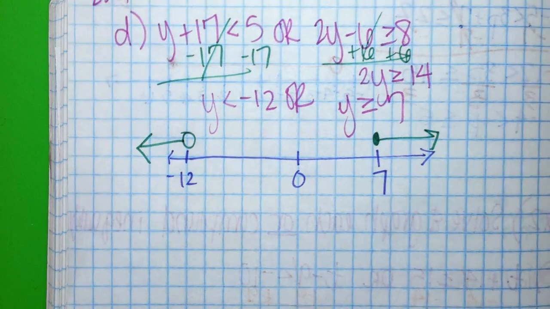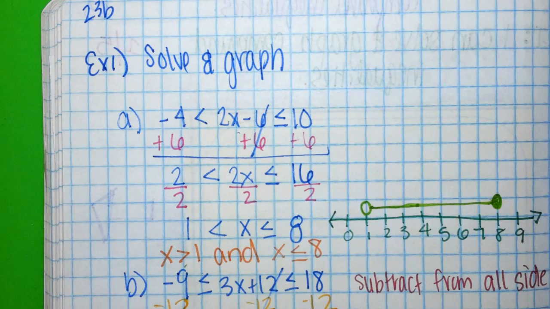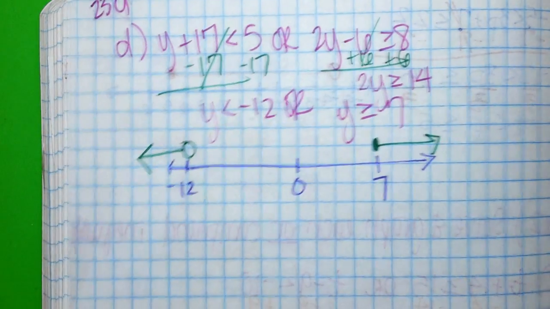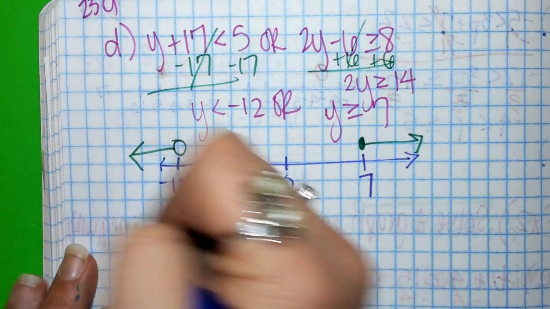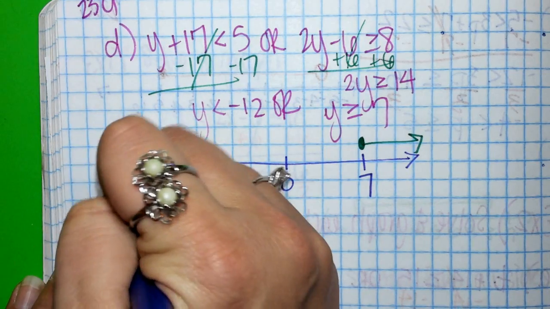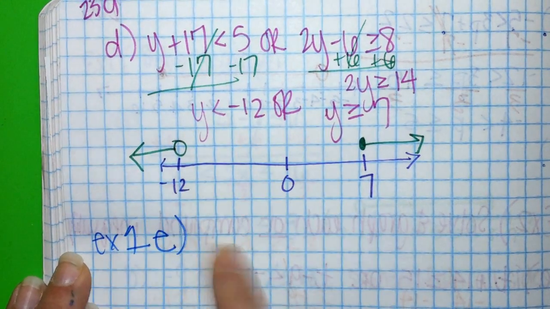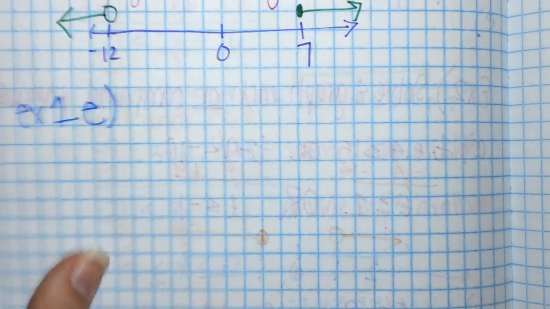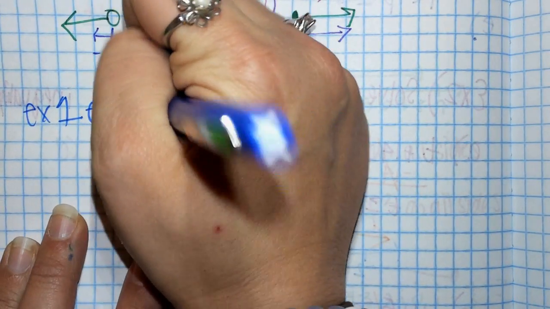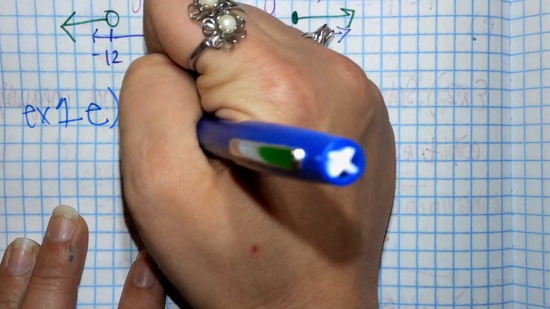I'm going to write this in blue. And I'm going to write example 1E, because this was under example 1 when we did and. This is an and.